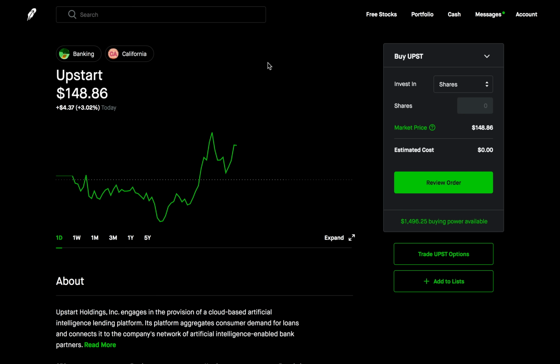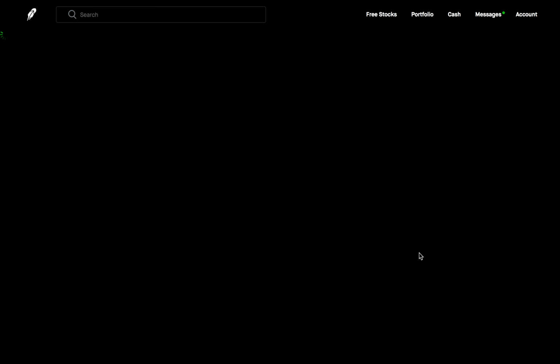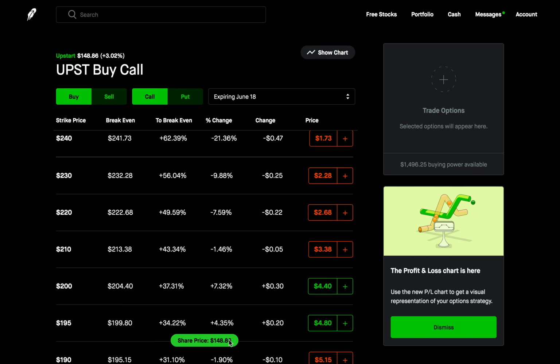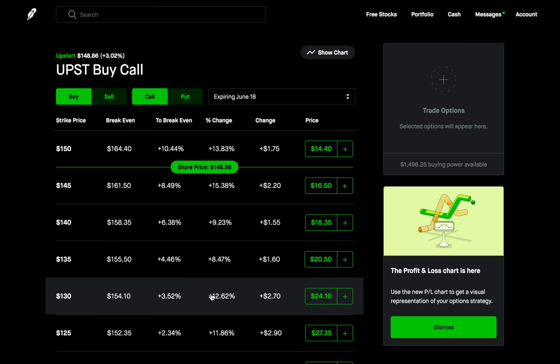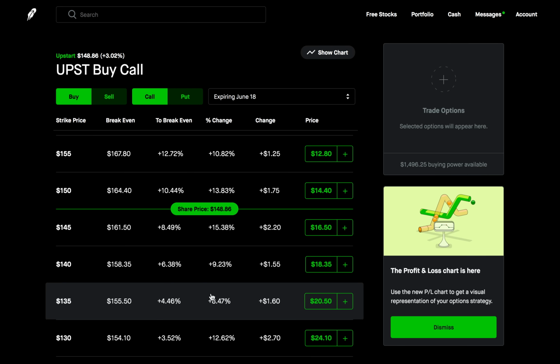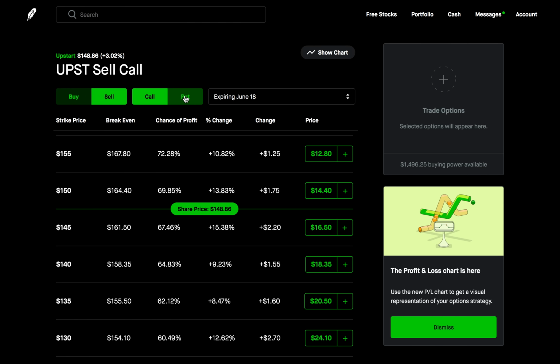I'm already looking to buy this stock. Let's say I wanted to buy, for example, 100 shares, right? So instead of buying 100 shares of Upstart right now, here's what we can do. We can try to buy Upstart cheaper. How can we do that? We can do that by selling puts, right?